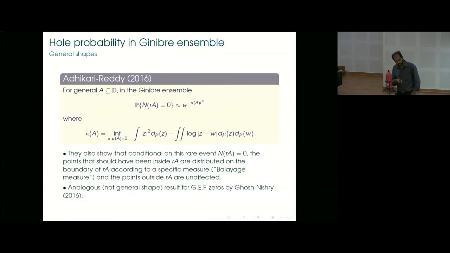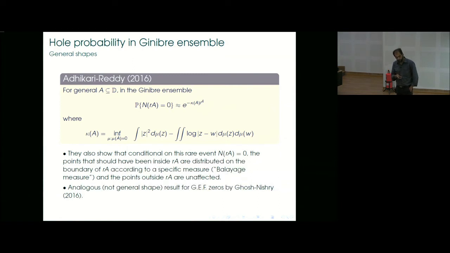What that is, I'll explain. What is this infimum of what? This infimum is over all probability measures which do not put any mass on A. They are probability measures supported on the complement of A, and you minimize the integral of mod z square d mu of z minus the double integral of log mod z minus w d mu of z d mu of w. If you do that, then that is exactly the constant.